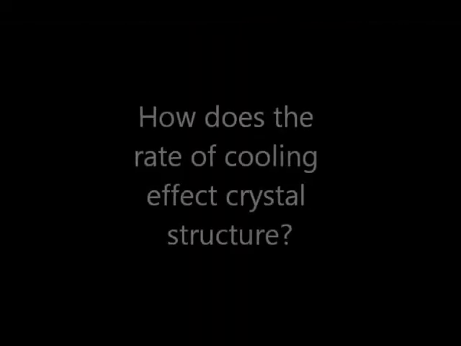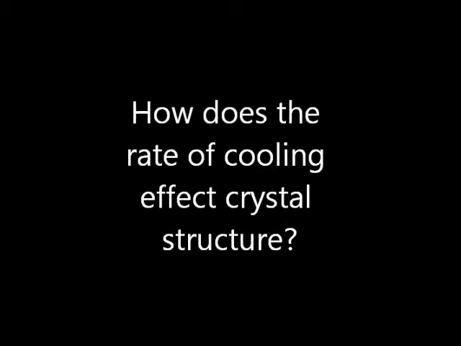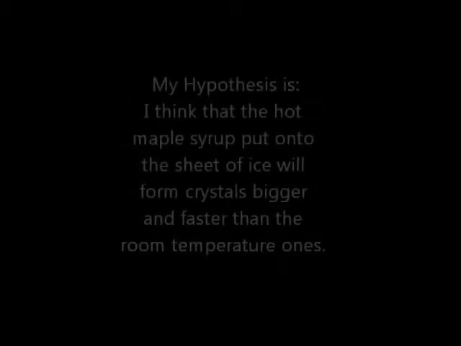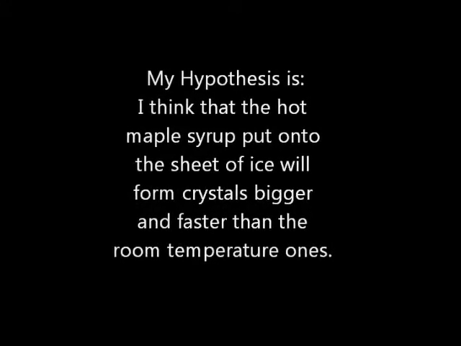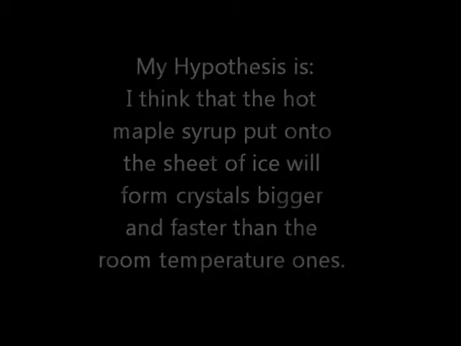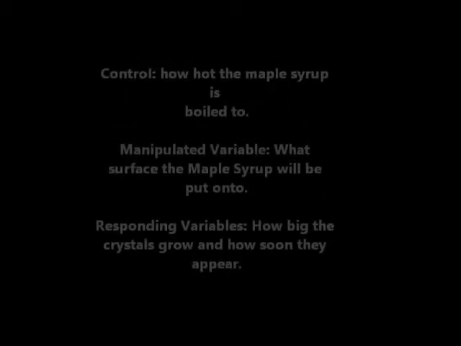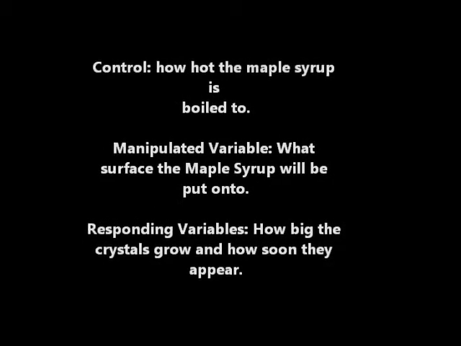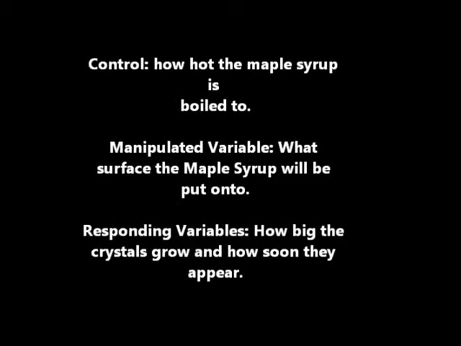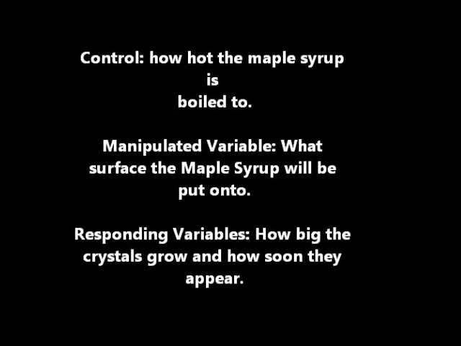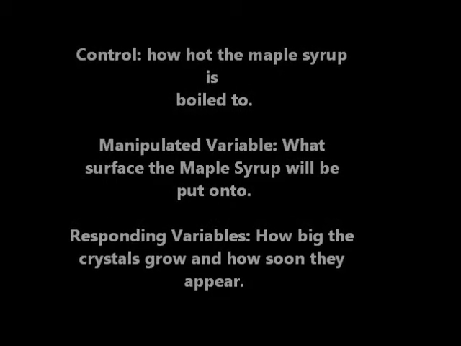The objective of my experiment is: how does the rate of cooling affect crystal structure? My hypothesis is, I think that the hot maple syrup put onto the sheet of ice will form crystals bigger and faster than the room temperature ones. The control of my experiment is how hot the maple syrup is boiled to. The manipulated variable is what surface the maple syrup will be put onto. The responding variables are how big the crystals grow and how fast they start to appear.